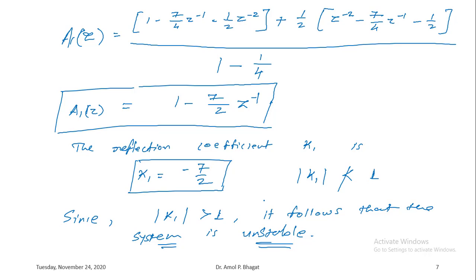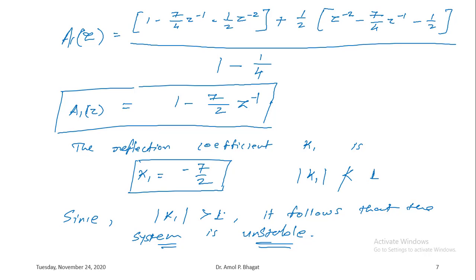After identifying this a1 of z we identified the reflection coefficient k1. As this mod k1 is not less than 1, that is, mod k1 is greater than 1, we have concluded that the system is unstable. If this mod k1 was less than 1, then we can say that the system is stable. Okay, so this is how we apply the Schur-Cohn stability criteria for checking the stability of a given system.